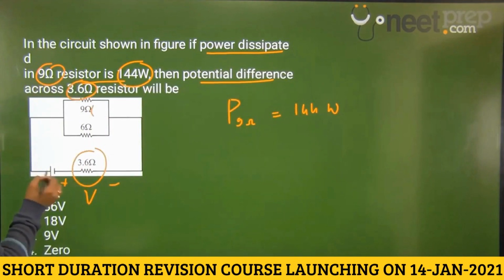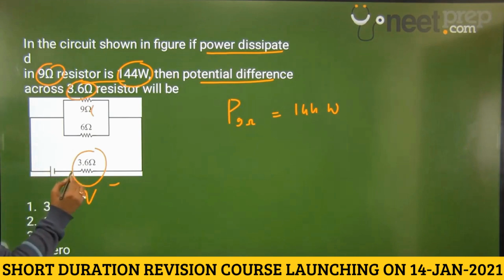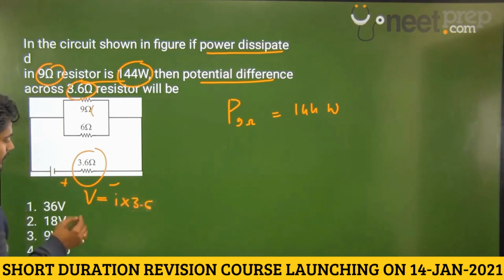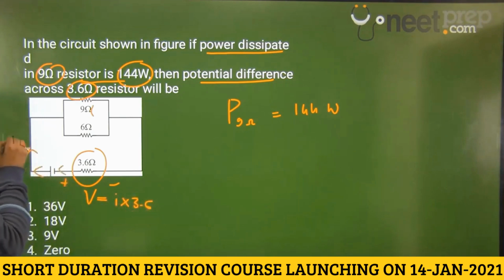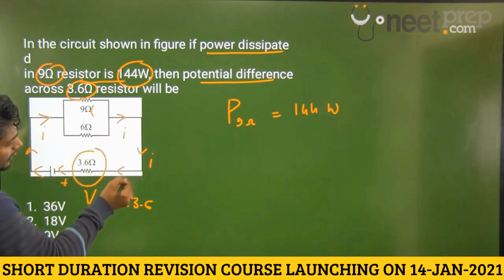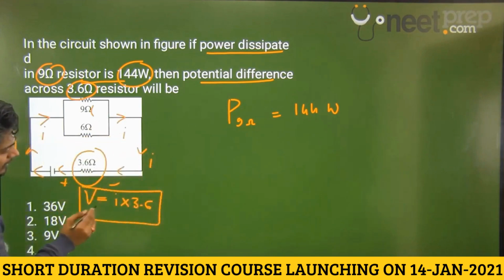So, how will we proceed? Basically, the potential difference across this will be equal to I into R, that is 3.6. So, if I somehow know the current in this circuit, the total current in this circuit, then I can write the potential difference. Then I have to multiply that I into 3.6.